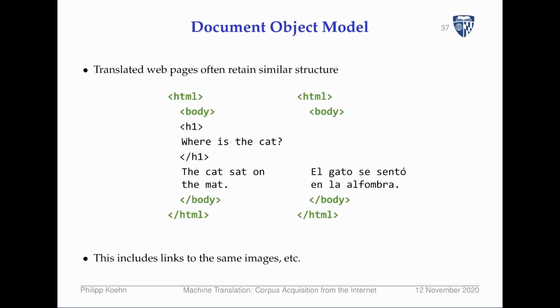Another thing how you could maybe check if documents are aligned is by their HTML structure. So you have all these tags, and if two documents have a similar tag structure, then maybe they are translations of each other. This includes links to the same images and so on. So for instance, if two documents link to the same image, that's also a pretty strong indicator actually that they might be aligned documents.